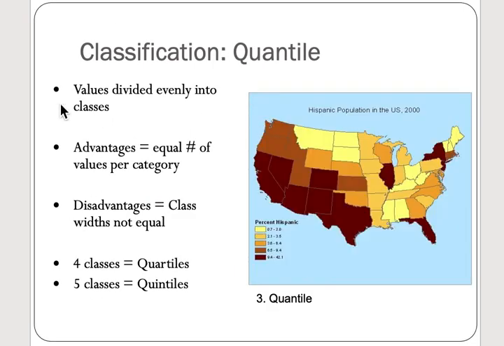For the quantile classification, this is based on the values divided evenly into the classes. The advantage is that there is an equal number of values per category. The disadvantage is that the class widths are not equal. When you have 4 classes, it's called quartiles, and when you have 5 classes, it's called quintiles.